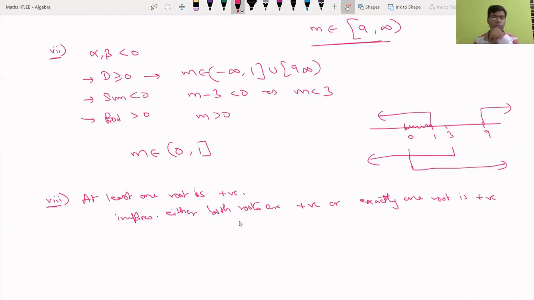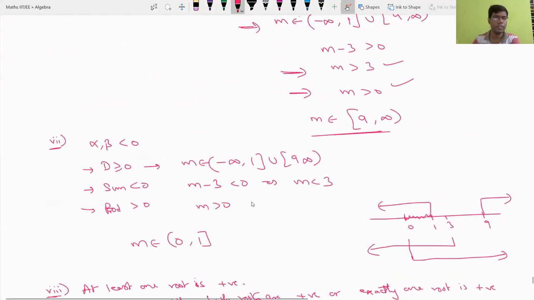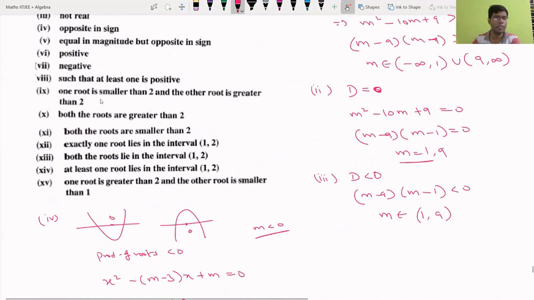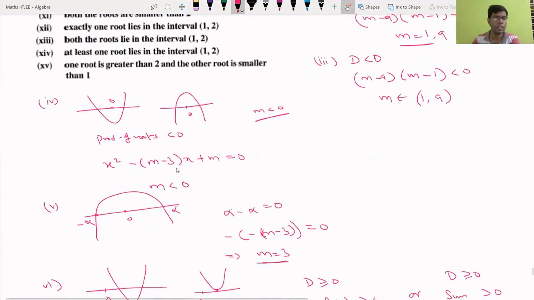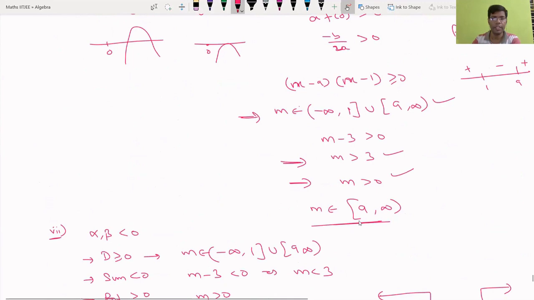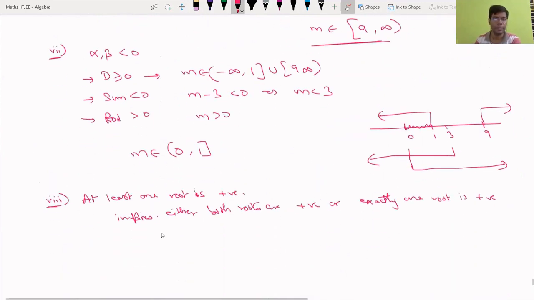So both the roots are positive. So what is the condition? I think this we have already solved. The sixth one, that is both the roots are positive. So that is m from 9 to infinity. So this is m belongs to 9 to infinity.